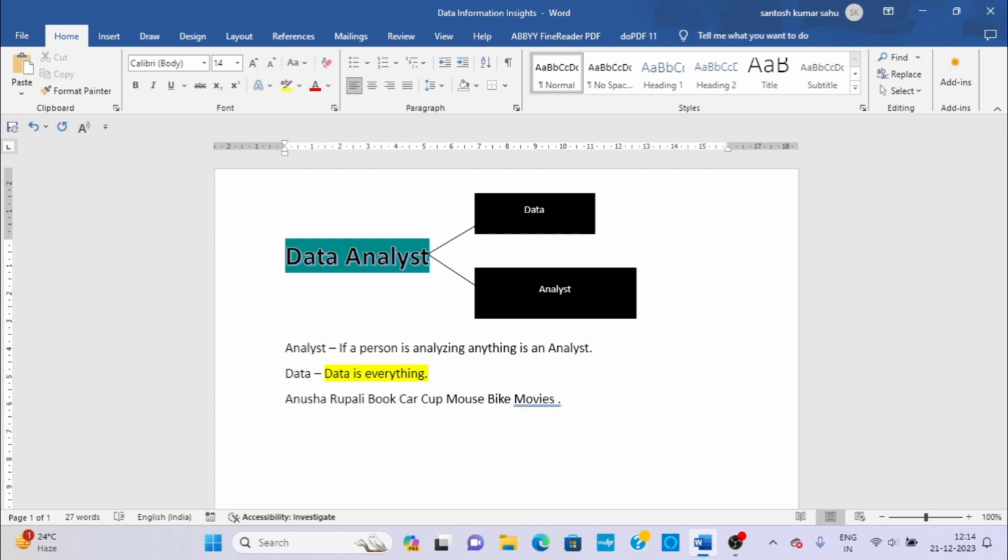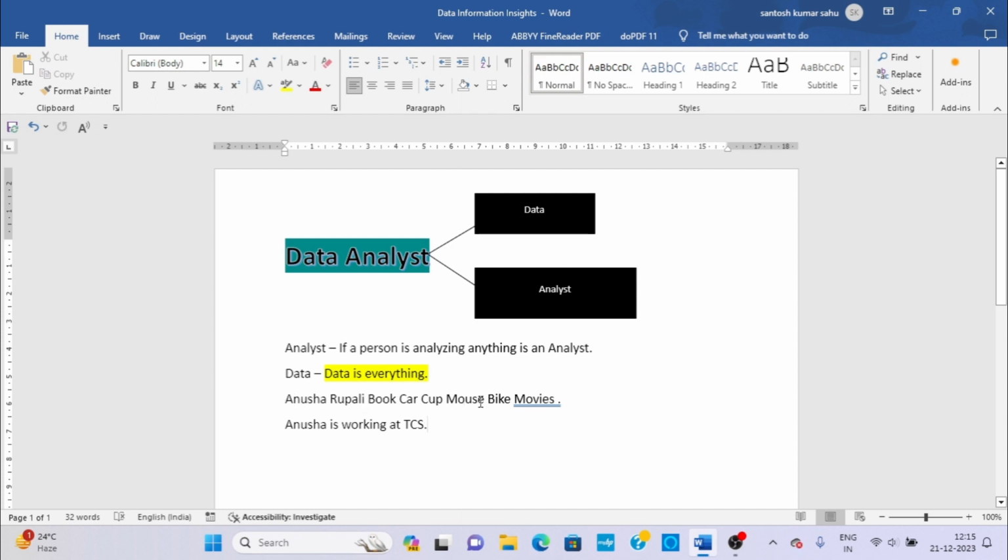Now coming to the next part. With an example I am first showing here. Suppose I am writing here, Anusa is working at TCS. As you can see, before also we wrote some data, and here also we have data like Anusa working at TCS. Each and every word is data. But now, what's the difference you see?